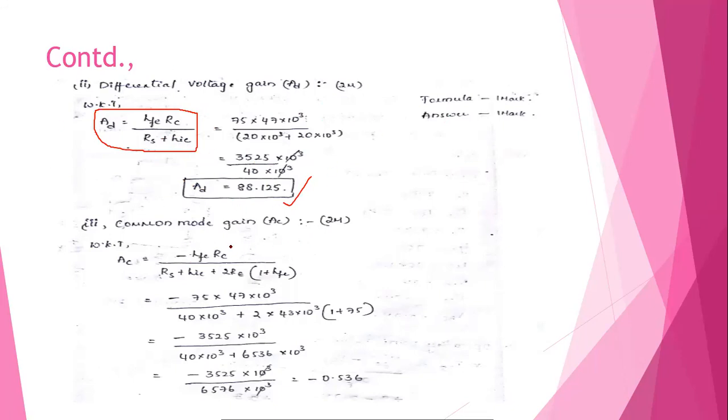And common mode gain. In common mode gain also, you will have a formula. If you write the formula directly, you can consider this to be a modulus. So if we consider mod of AC, you can neglect this minus sign. It just represents that it is out of phase. So, minus HFE into RC by RS plus HIE plus 2RE into 1 plus HFE. This is the expression that we have for common mode gain.